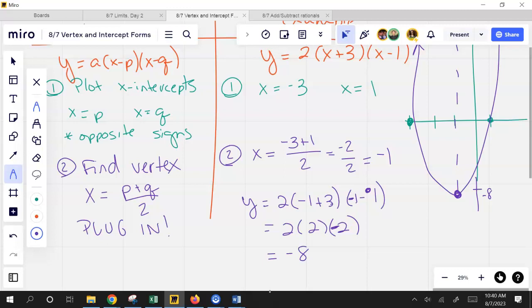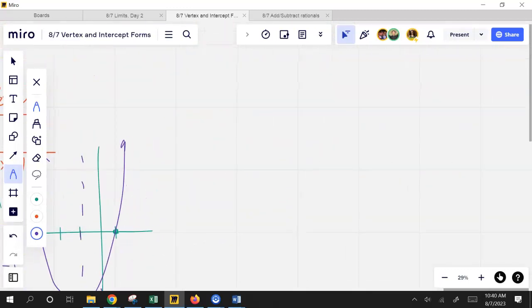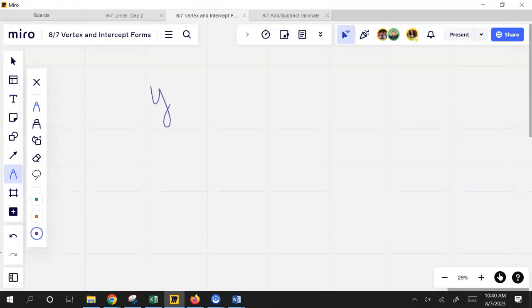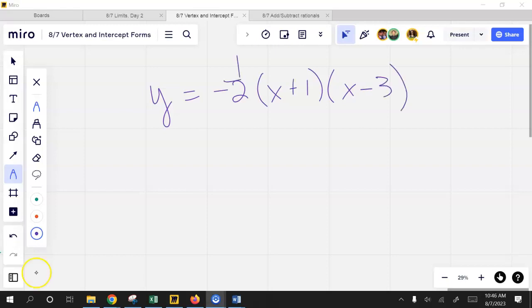I don't like the example that's on here so much, so I'm going to give you one more example. And I want you to try this one. Tell me what the x-intercepts are. Yes, -1 and 3.